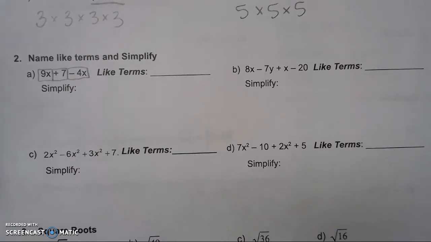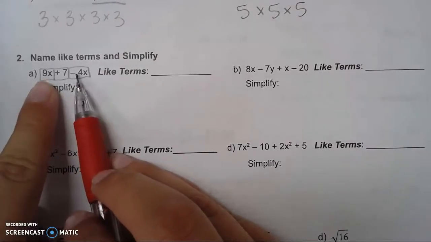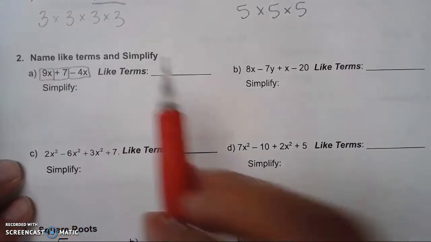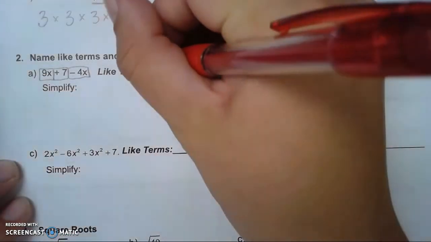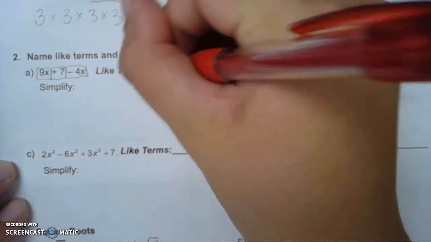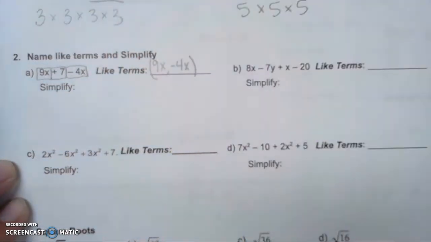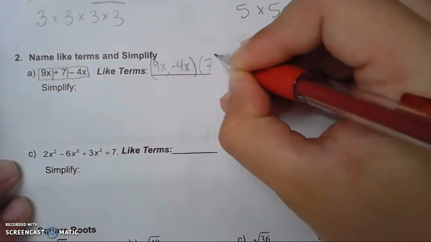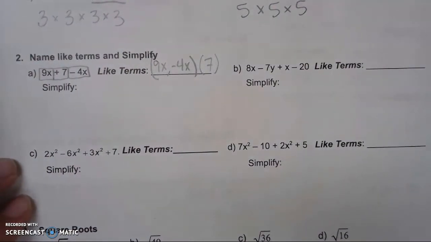So in part A, my like terms are 9x and this negative 4x, since they both have x's to the same power attached to them. So I'm just going to write 9x and negative 4x. And then that plus 7 is all by itself because that's my only constant. So I'm just going to write the 7 over here by itself.